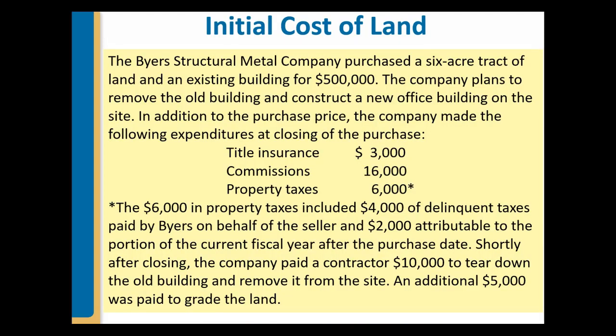So in this slide, the buyer's structural metal company purchased a 6-acre tract of land and an existing building for $500,000. The company plans to raze the old building and construct a new office building on the site. Also, in addition to the purchase price, the company paid other expenses, as you see here, related to the purchased land. Now, the capitalized cost of the land is determined, shown on the slide I'm getting ready to provide.